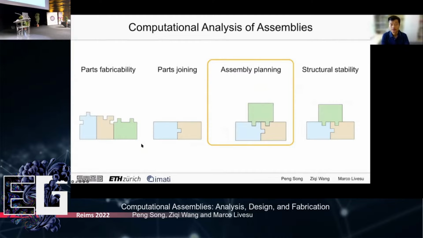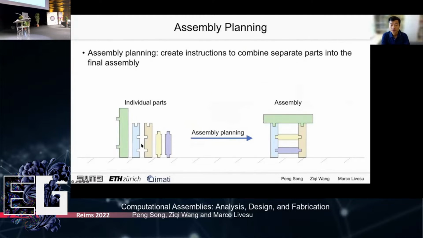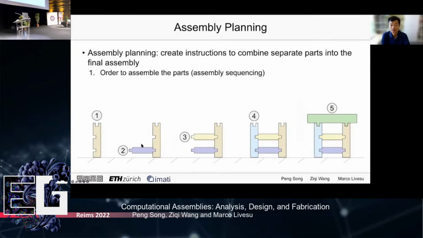Assembly planning. Assembly planning is the process of creating detailed instructions to combine separate parts into the final structure. Assembly planning is widely used in automated manufacturing, robotics, and architecture. Assembly planning will output 3 sets of information for assembly. First, an order of assembled parts, or assembly sequence. In this example, we first assemble the orange part, followed by the blue, yellow, and green parts.